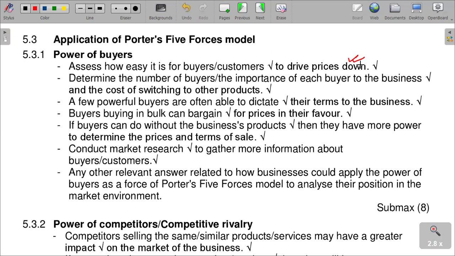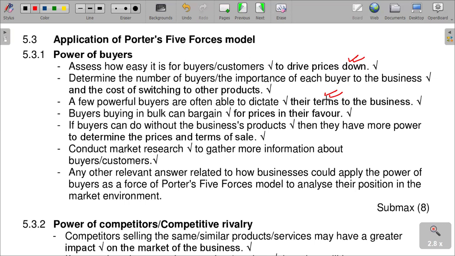In that regard, they need to determine the number of buyers, the importance of each buyer to the business, and the cost of switching to other products that the customers may face. And in that respect, a few powerful buyers are often able to dictate their terms to the businesses. Some buyers have the capacity to dictate their terms to the businesses. Therefore, buyers buying in bulk can bargain for prices in their favor.